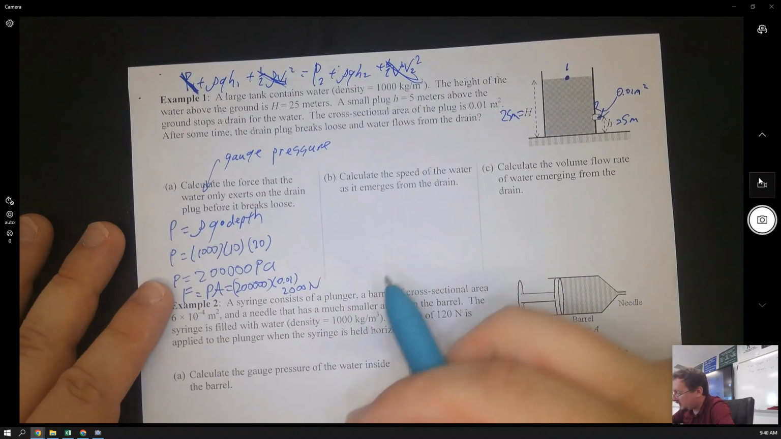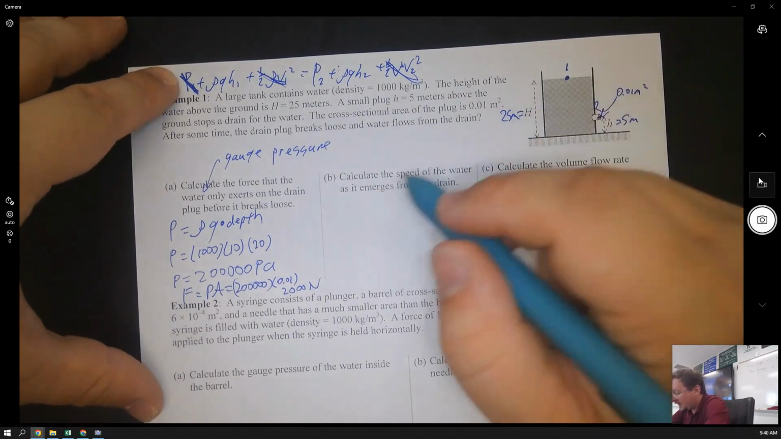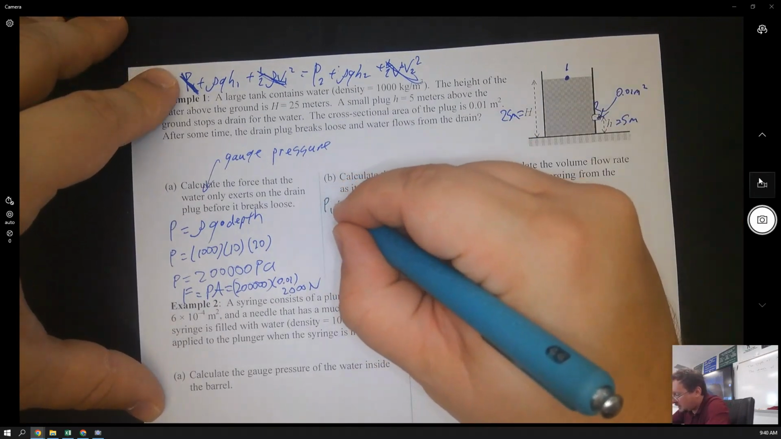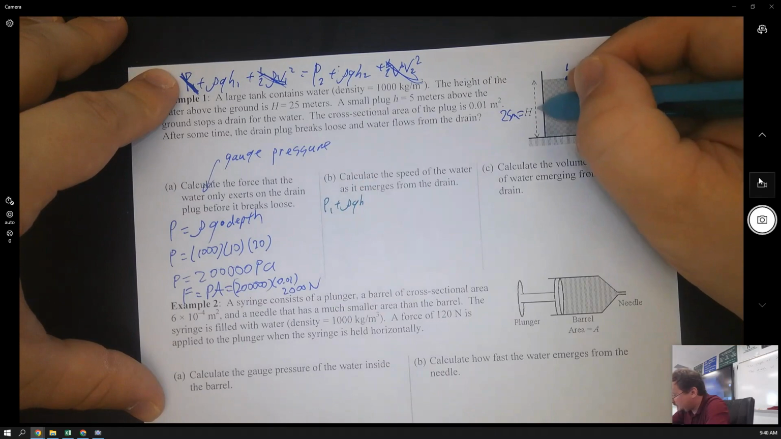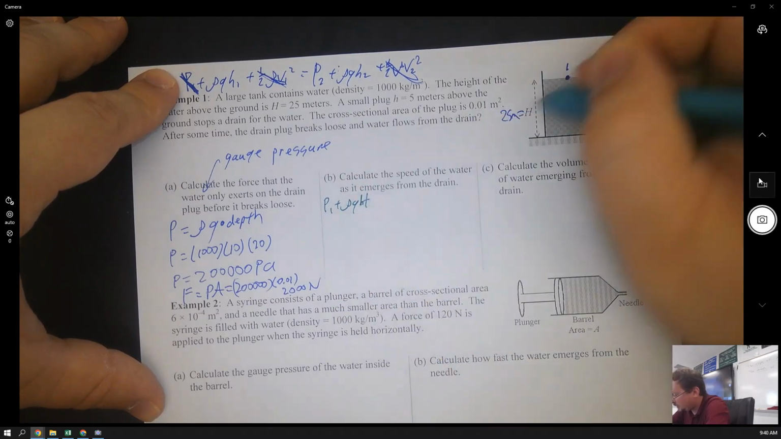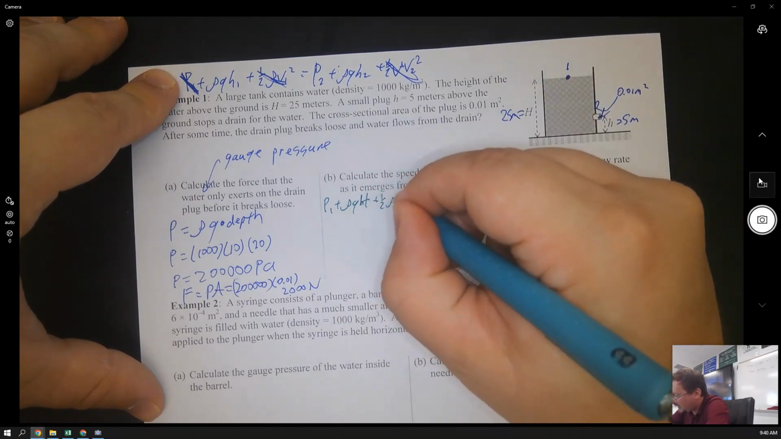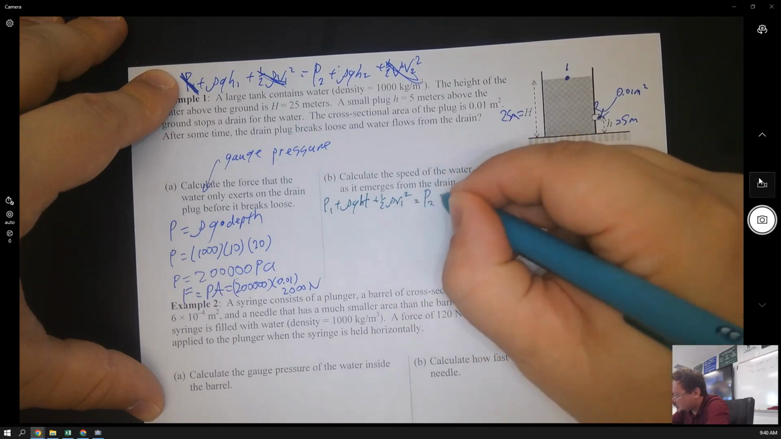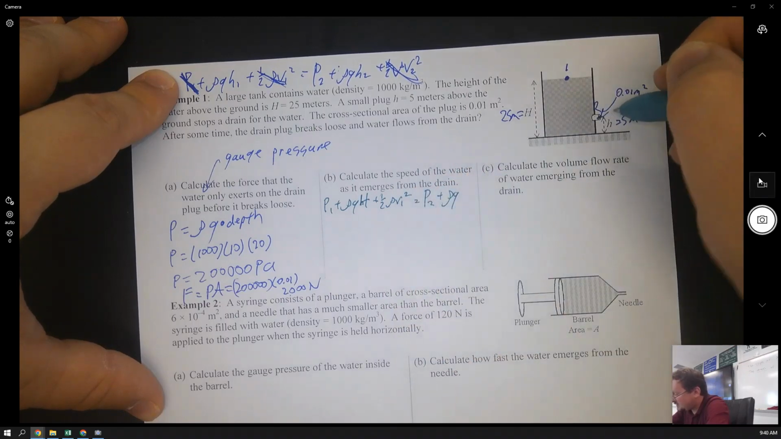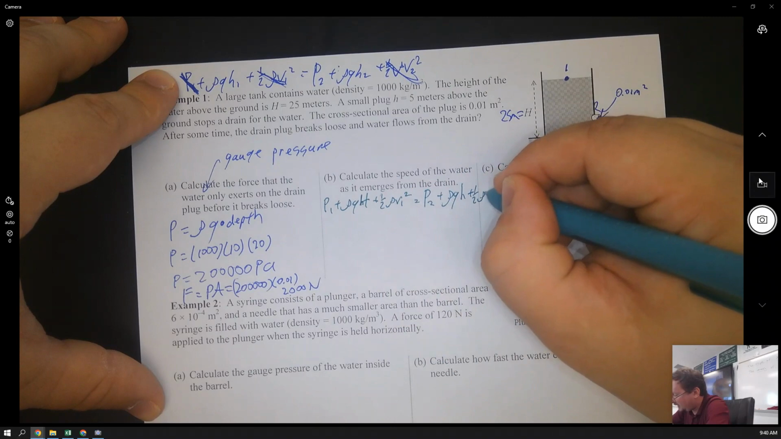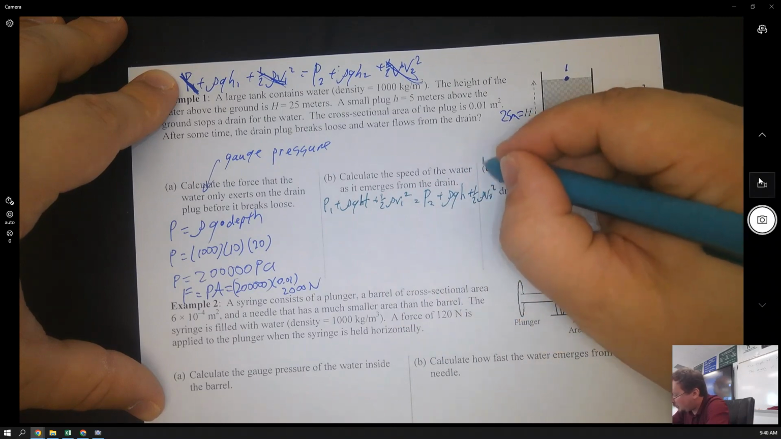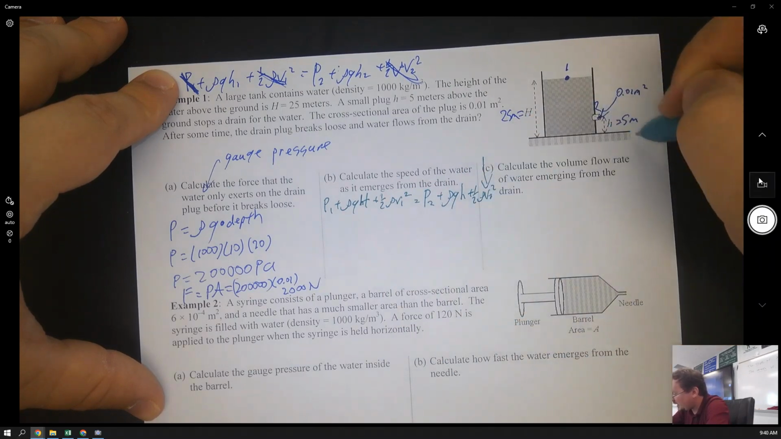Now, the speed of the water as it emerges from the drain. Okay, so again, I'm using this equation. Pressure 1 plus rho g height 1, which is really the capital H, that's the height up to point 1, plus 1/2 rho v1 squared equals pressure 2 plus rho g, the height number 2, which is little h, plus 1/2 rho v2 squared. V2 is what I want, the speed that the water comes out.